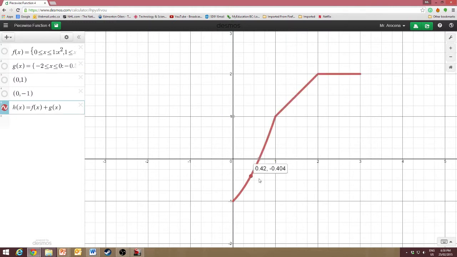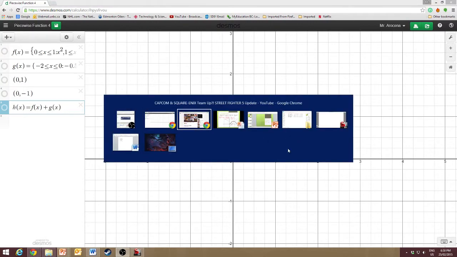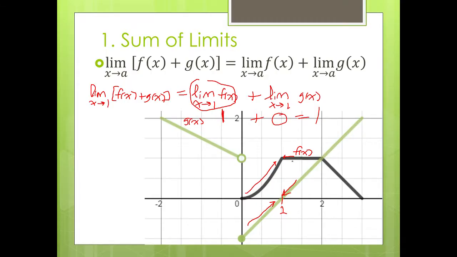As x approaches 1, the sum of the two functions approaches this particular number here. From the left side, it looks like 1, and from the right side, it's doing the exact same thing. It's approaching 1. So the graph shows us that if I add the two functions together, the limit as x goes to 1 of the sum of the functions is really the same as the sum of the limit of f of x and g of x. So that's how we illustrate that rule.